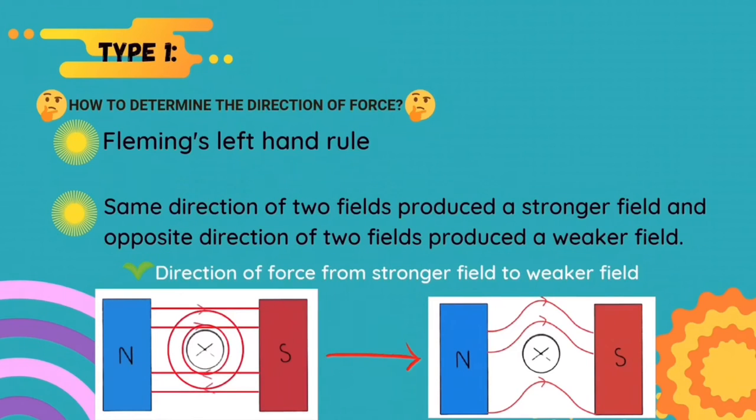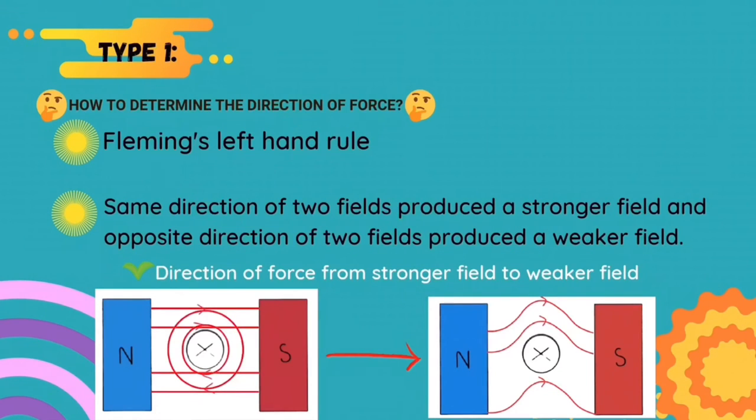So by referring to the diagram below, we know that the direction of the magnetic field produced by the permanent magnet is from north to south. And the direction of the magnetic field produced by the wire can be determined by using the right-hand grip rule. When we apply the right-hand grip rule, we know that the direction of the current is downward because the symbol used in the diagram indicates into the page.